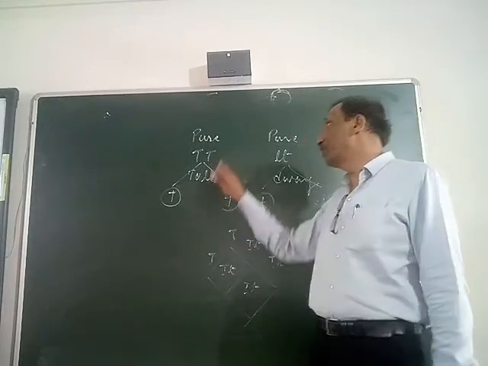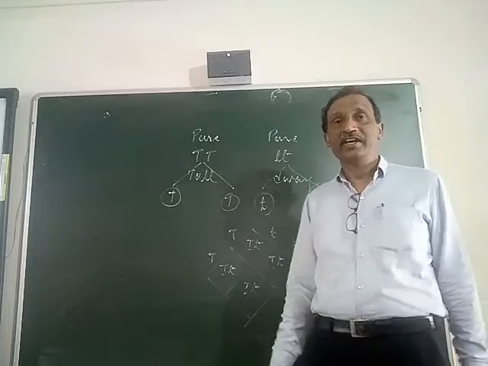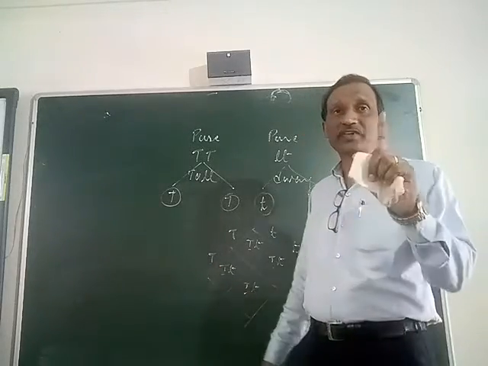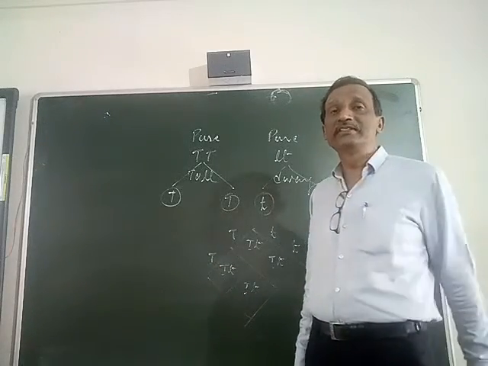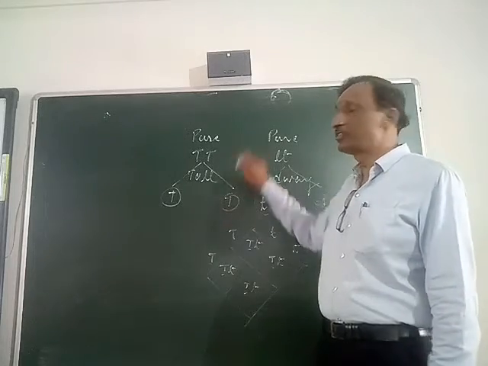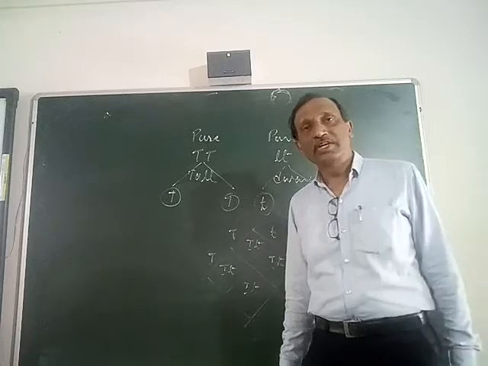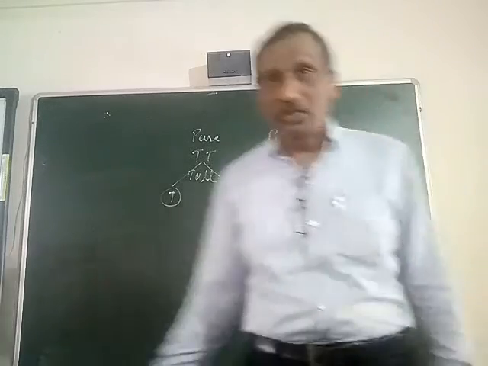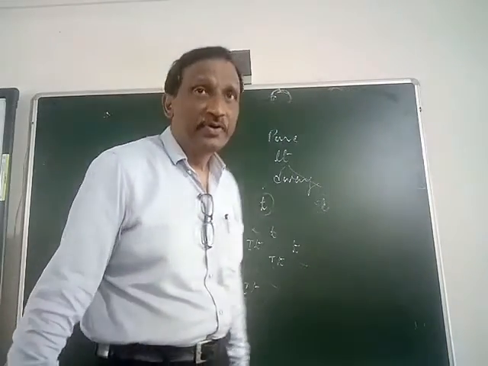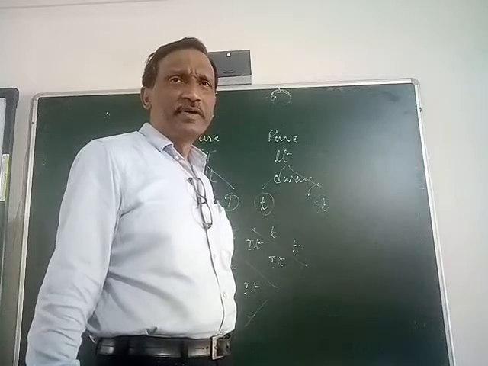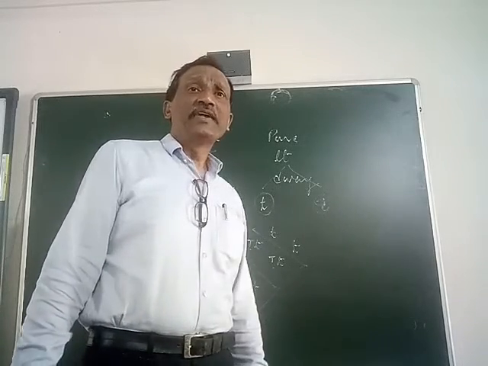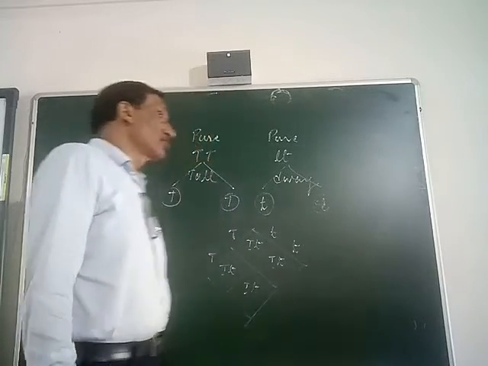That is, when a pair of pure contrasting characters is taken, in F1 generation only one of the traits is visible, the other trait is hidden. The visible trait is called dominant and the hidden trait is called recessive. Okay, any doubts? Okay. Now question number 5. Define and design a test cross.